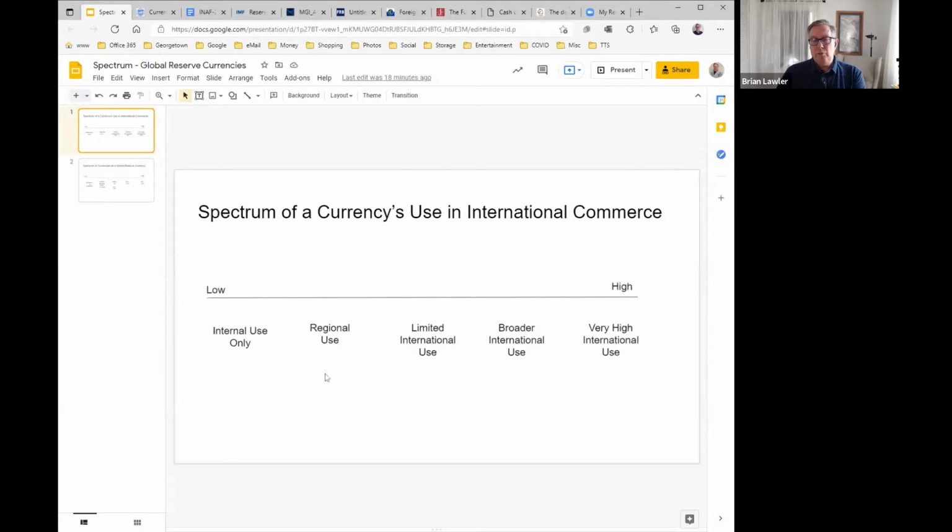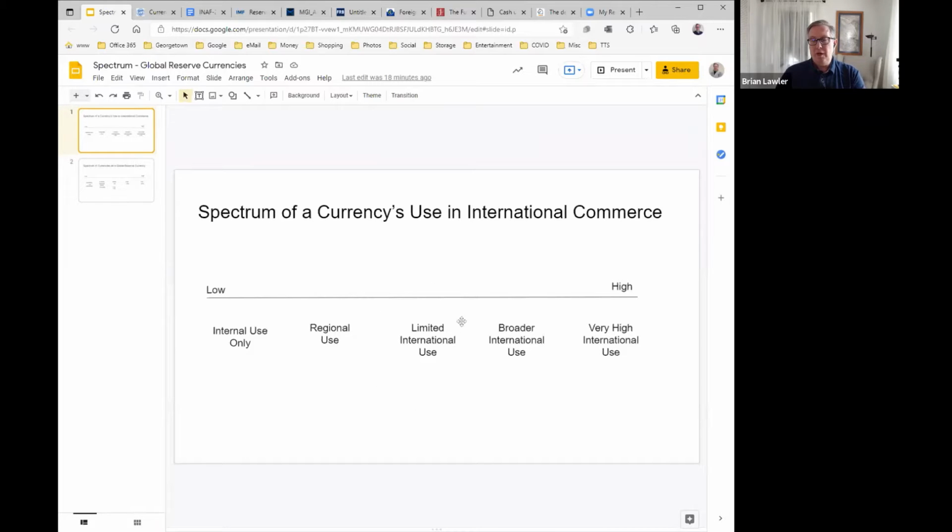A slightly broader use would be regional use. You have some currencies around the world that aren't really international currencies, but because of tourism, because of trade, because of other factors with neighboring countries, there's a certain amount of regional use. That currency is used in a couple of adjoining countries. Sometimes the currencies of several countries might be used in a region.